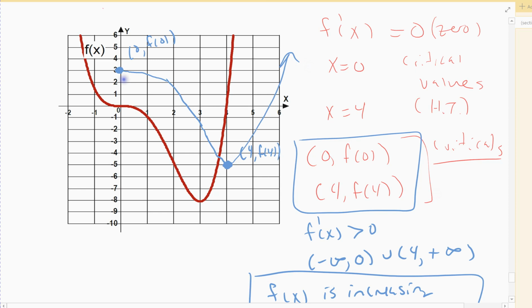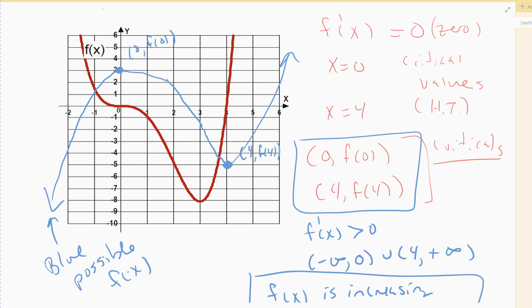The hard one for students is this one. Increasing means I'm moving up to the point, so I start below it and move up to that point. And so there's the blue line, my possible f of x. It's possible because so long as it has this shape, where and how steep the lines are, students can vary.